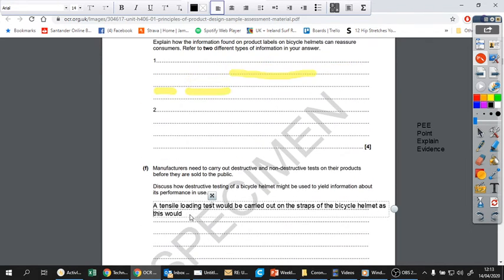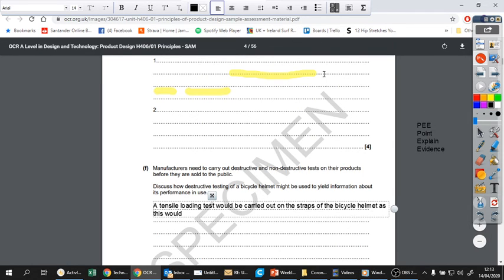There we go. Tensile loading test would be carried out on the straps of the bicycle helmet, as this would test the maximum load the nylon strap would be able to take, therefore yielding the information of the highest amount of force able to be applied to the straps. Now that would be your little paragraph. You've used the evidence, you've linked it back to the question, and you've explained how it's worked.